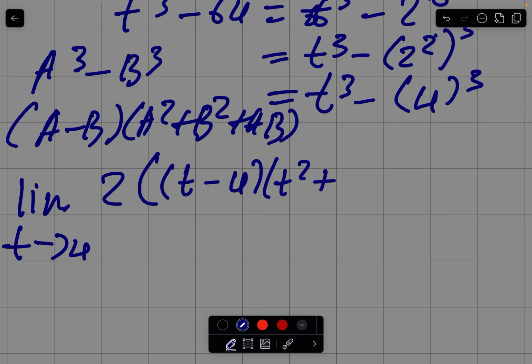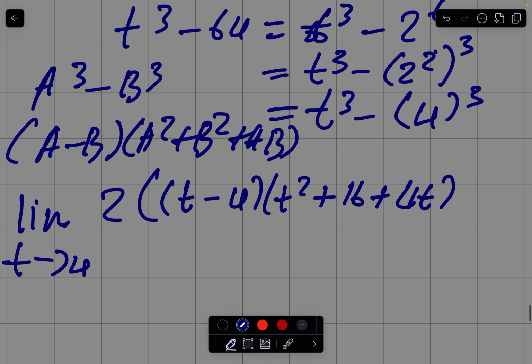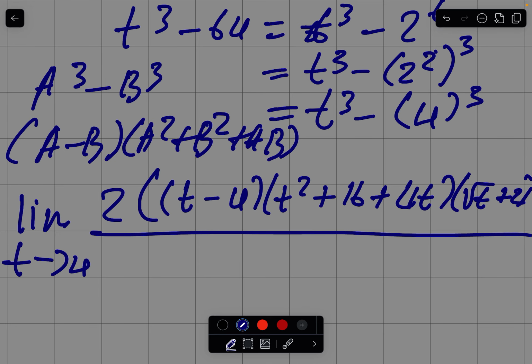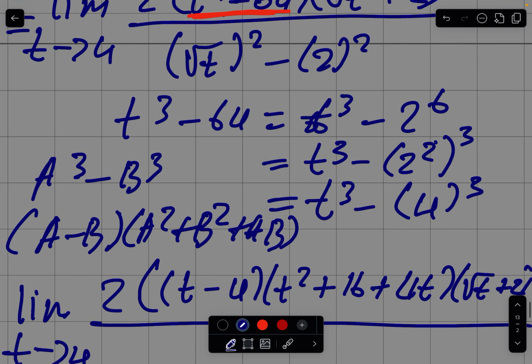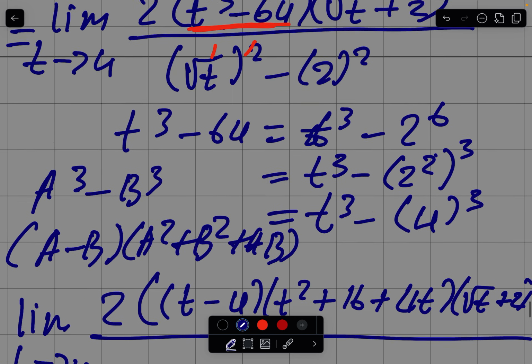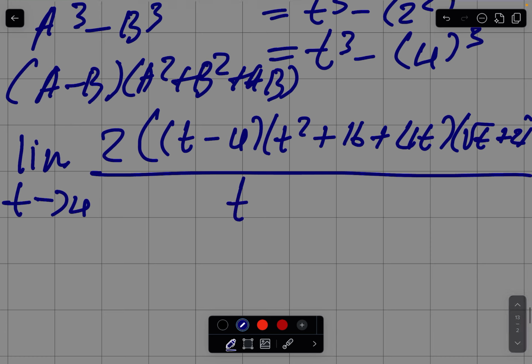How much is 4 squared? 4 squared is 16 plus ab. What is our ab? Our ab is t times 4, which is plus 4t. Understand? Therefore, you have the square root of t plus 2, the whole divided by that. We know this one cancels this one. Then 2 squared is 4, meaning I'm going to have t minus 4.